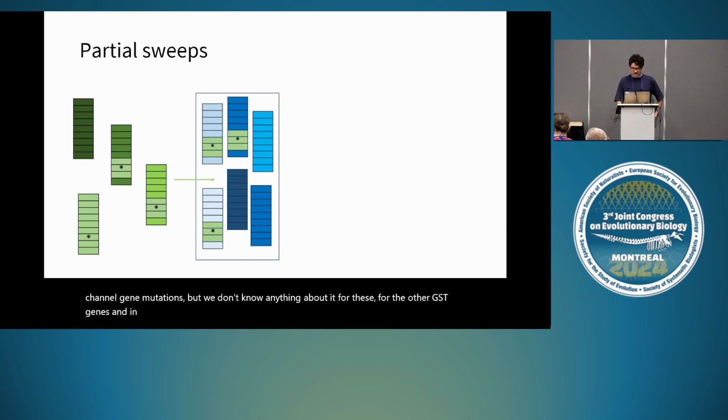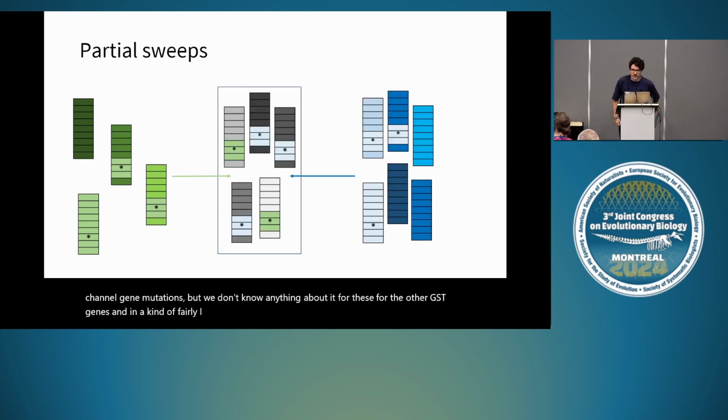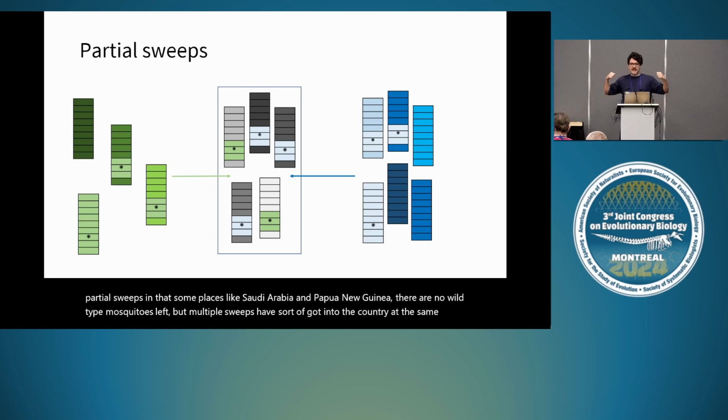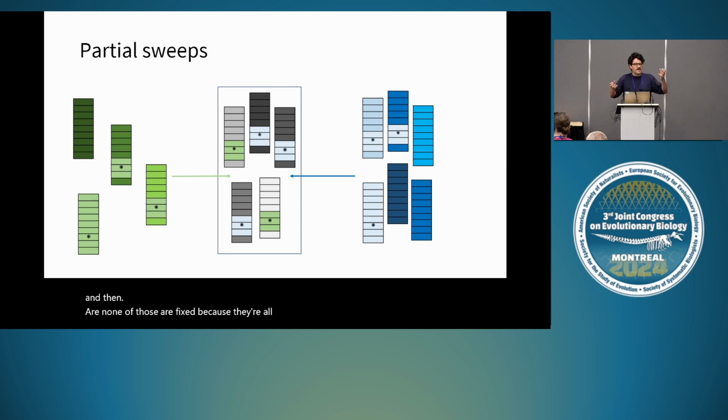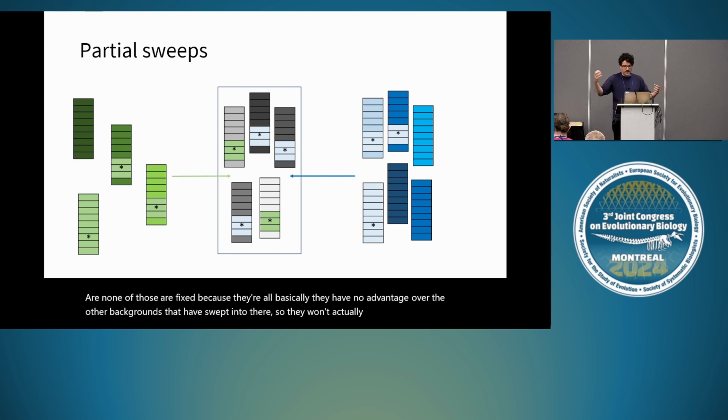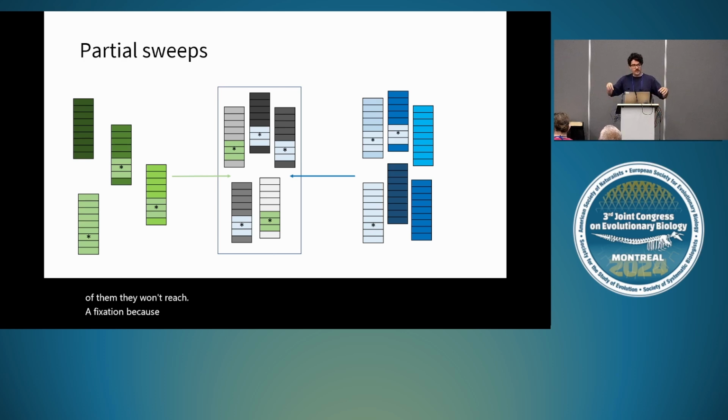And in a kind of almost ironic sense, there is another form of these partial sweeps. In some places, like Saudi Arabia and Papua New Guinea, there are no wild-type mosquitoes left, but multiple sweeps have got into the country at the same time, and none of those are fixed, because they have no advantage over the other backgrounds that have swept in. So they won't reach fixation, because there are two or even three different backgrounds that confer a very similar advantage to the ones already there.